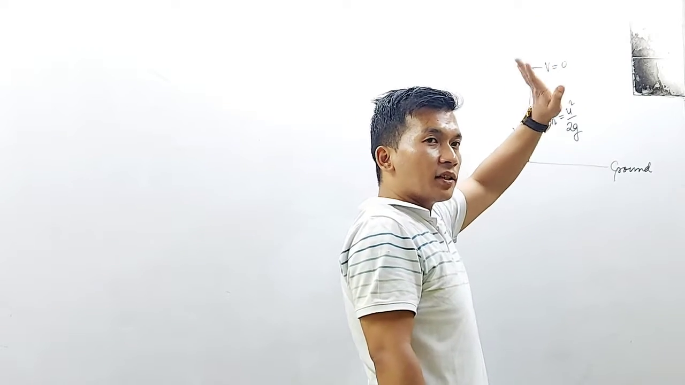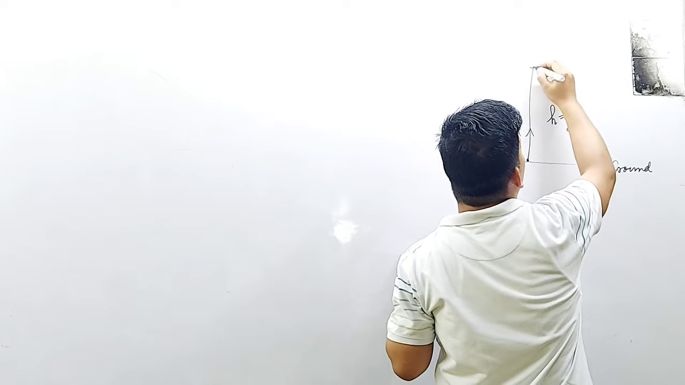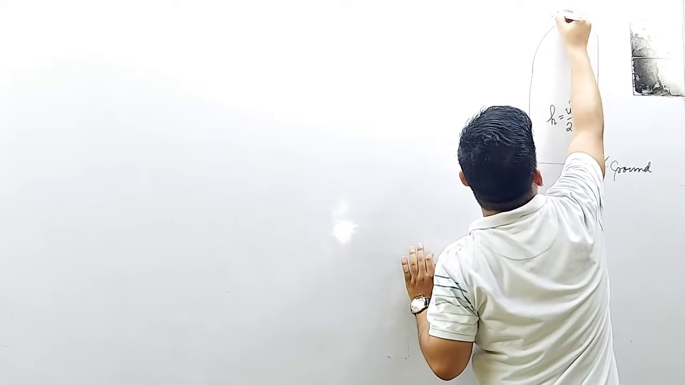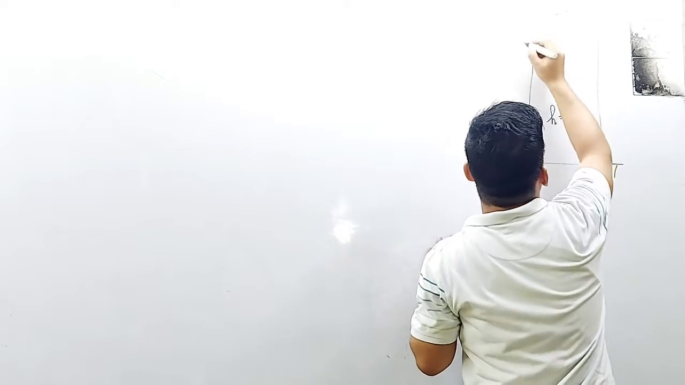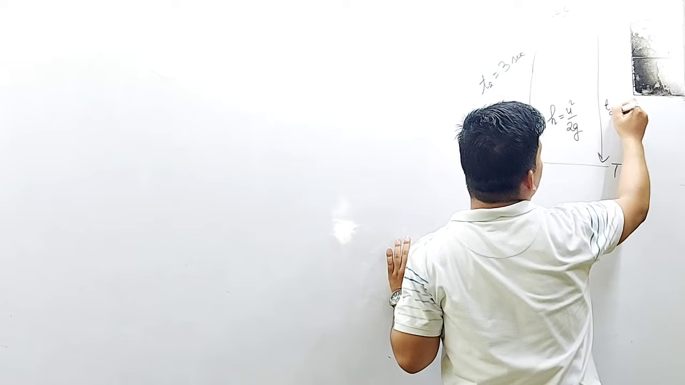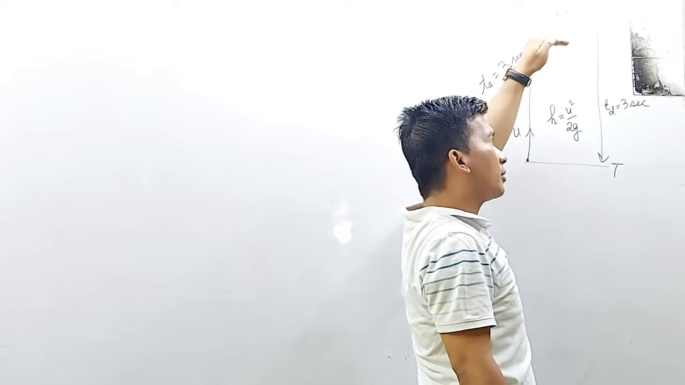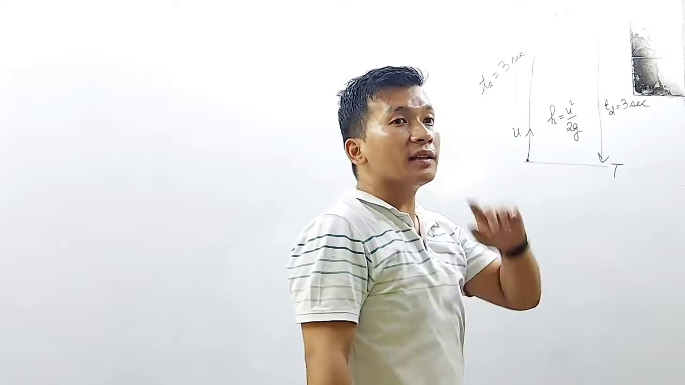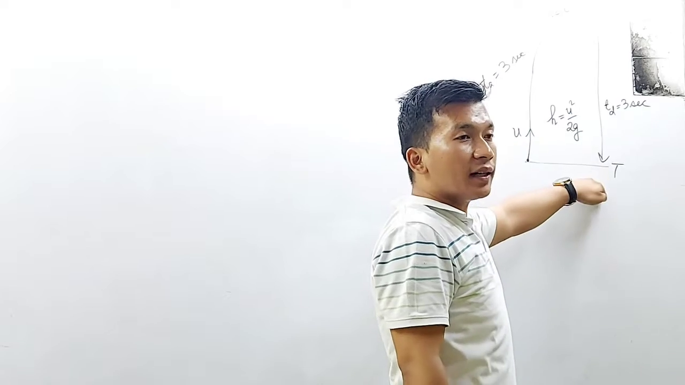Then it will fall back to the surface of the earth. Now this is v equal to 0. The question is, what is the total time? If the time to rise is 3 seconds, the time to rise must be equal to the time to fall. If it takes 3 seconds to reach the maximum height, it will fall back by taking the same amount of time. That will be 3 plus 3, a total of 6 seconds.